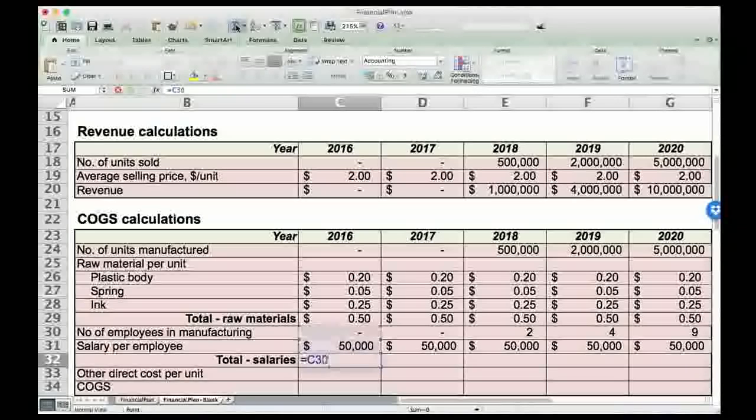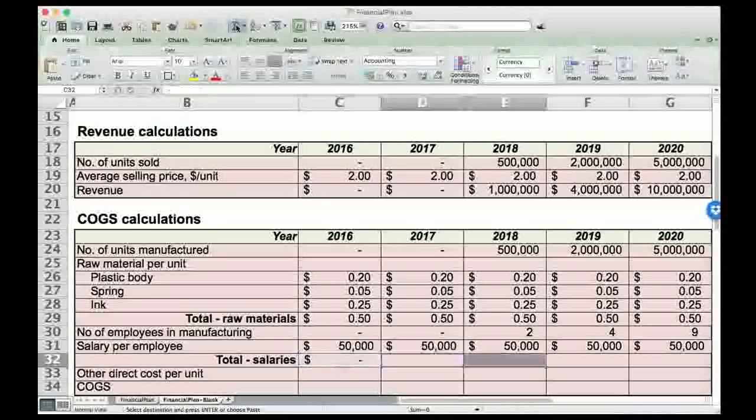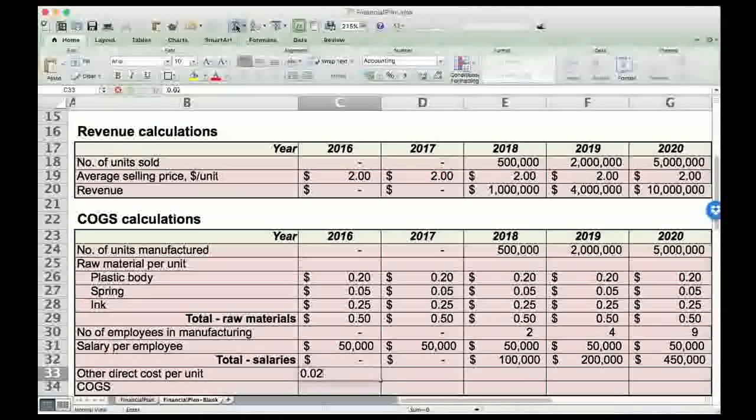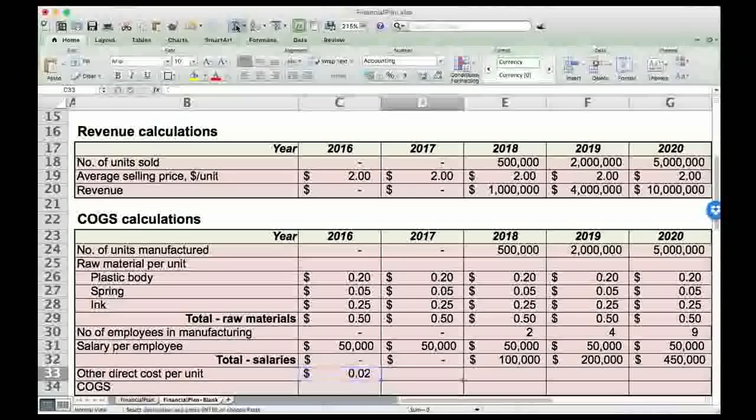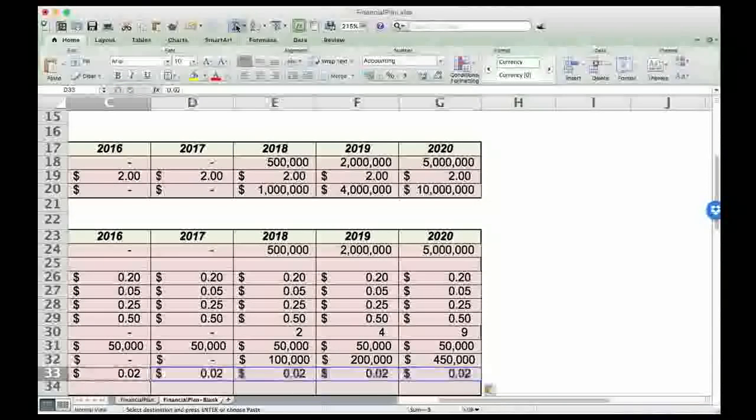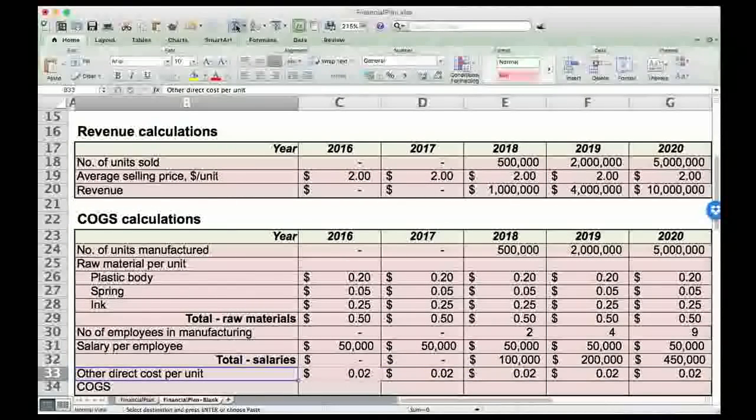and if you look at total salary, that would be number of employees multiplied by salary per employee, and the salary will go up for 2018, 19, and 2020 because you are actually manufacturing. And there would be some other direct cost per unit, and let's assume it is just 2 cents per unit. If you want, you can actually break down the other direct costs as well.